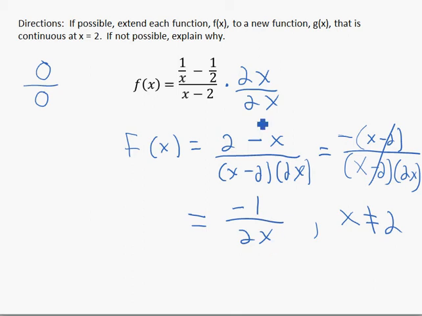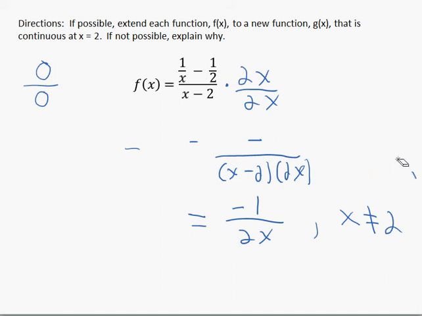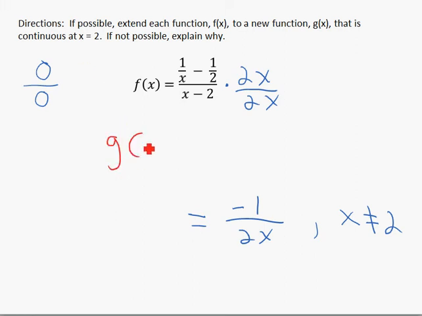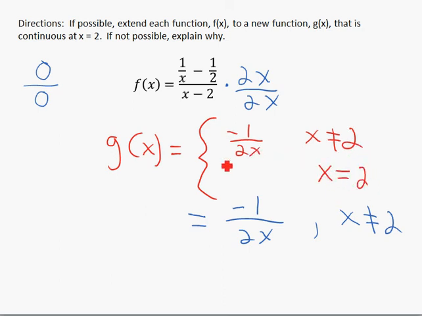But the 2's canceled out, so my g of x is going to equal exactly what f of x equals in its simplified form. Let's write this in red. g of x is going to be negative 1 over 2x everywhere except at 2. But at x equals 2, we need to define the function so the limit and the function equal each other. And as x approaches 2, f of x is approaching negative 1/4. So as long as this thing equals negative 1/4 at 2, then it's continuous, because the function equals negative 1/4 at 2, and the limit equals negative 1/4 at 2, and that was our condition for continuity.